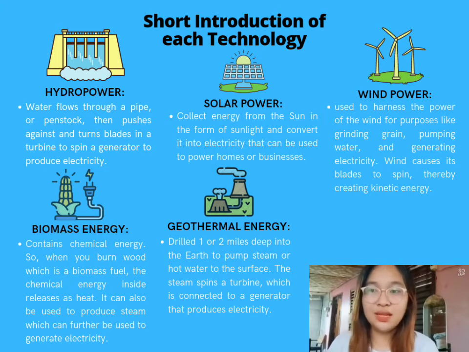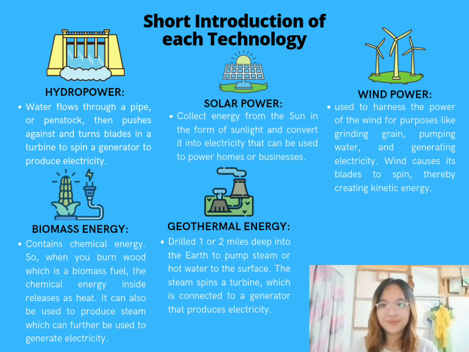The second one is wind power or wind energy. It is used to generate mechanical power or electricity, and it is also used for specific tasks or in a generator that can convert this mechanical power into electricity. The next one is hydropower. A primary use of hydropower energy is to produce electricity.